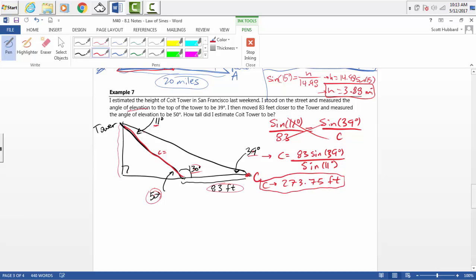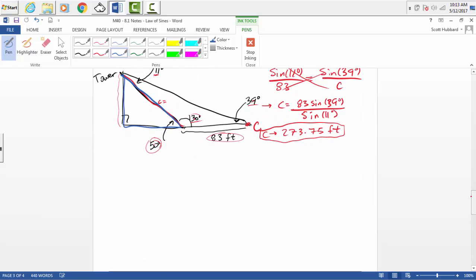Okay, that's going to help me because now if I look at this triangle, I'll draw it again in blue here. I have a right angle. This is the tower, so I'll call this height. I know this angle's 50. I know the hypotenuse now is 273.75. So again, I have a right triangle now. Before I didn't. That other triangle was not a right triangle, but this is a right triangle, so I can use SOHCAHTOA here.